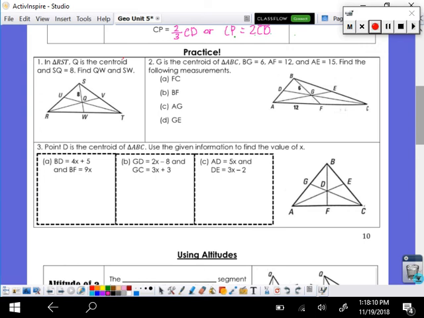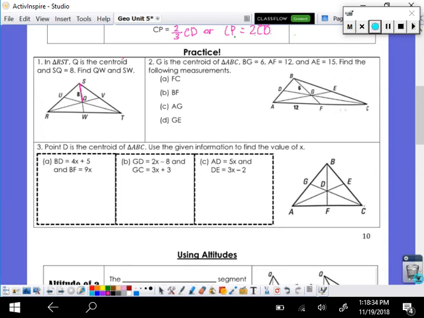Number 1, it says that Q is going to be the centroid. That means that all of these segments are going to be medians. But we want to find QW and SW. So two things we're looking for there. First, notice that SQ is 8. We know that 8 is 2/3 of that entire segment.